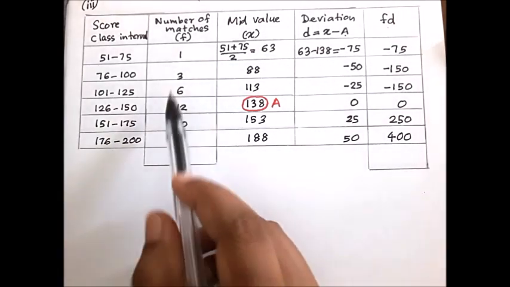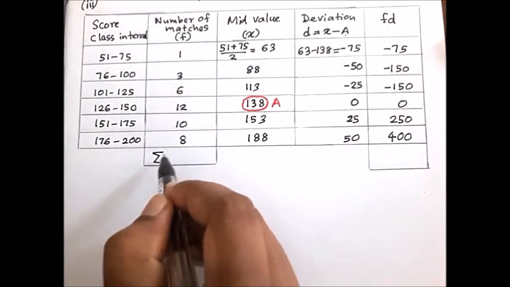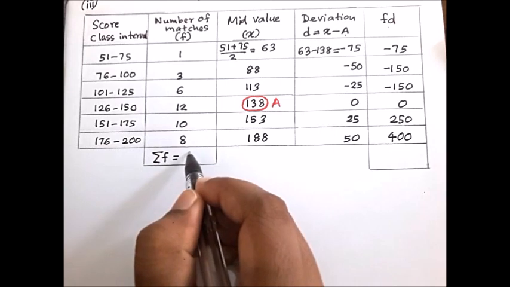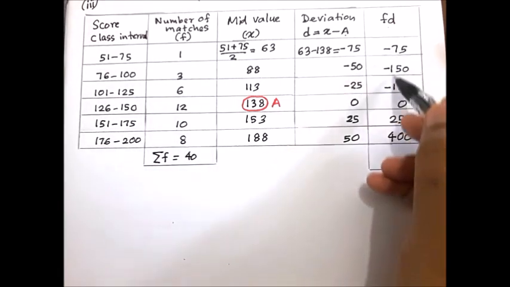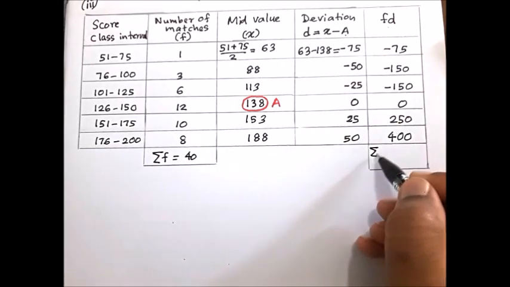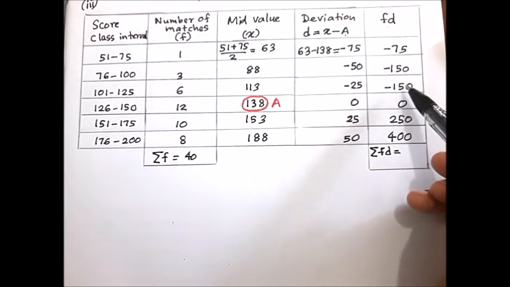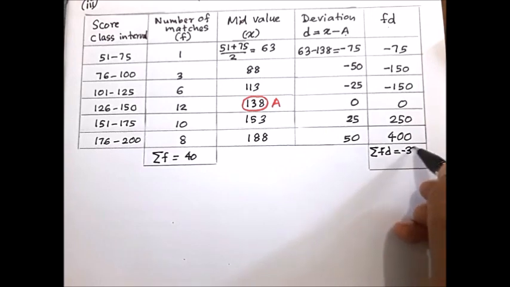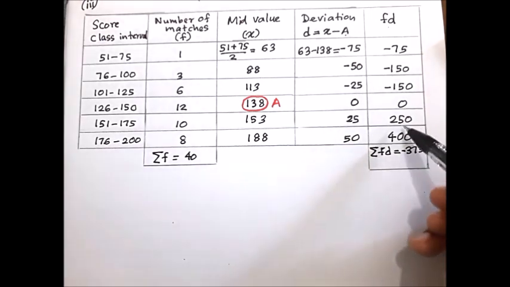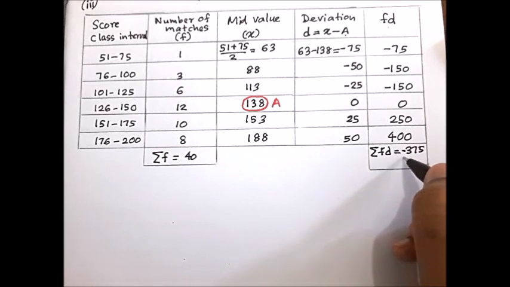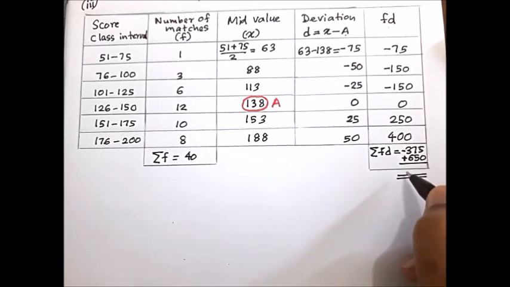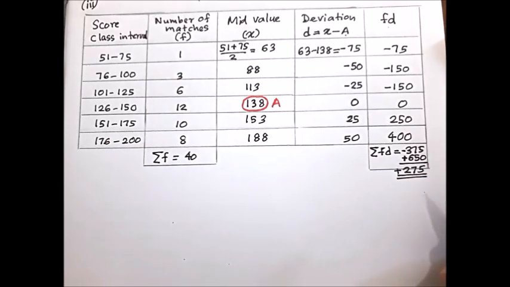Now take the sum of frequencies, sigma f. The sum of these values is equal to 40. Now take the sum of fd, sigma fd. Add the minus values separately. The value is minus 375. Add the positive values separately. Plus 650. Here the answer is 275.